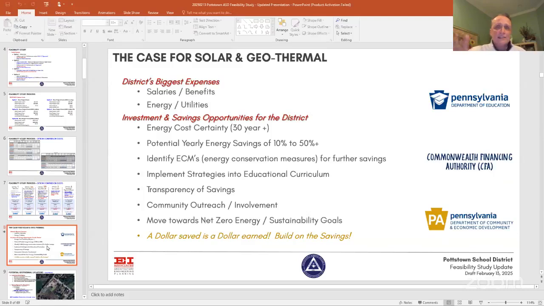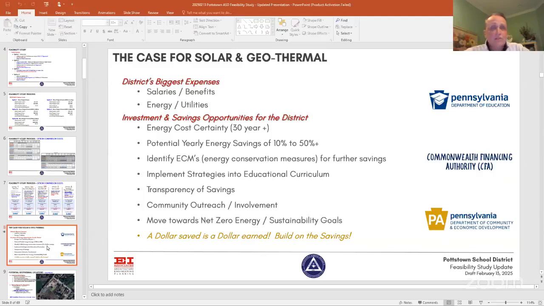So if there's a way to stabilize your energy and utilities over a 30-year period and have control over those, that's a real benefit to the district. And throw some savings in there based on efficient systems. Again, that's an added benefit for the district moving forward. Both of these from a sustainability standpoint have some really good things in terms of tying it into the educational curriculum, being transparent with your savings, not only with the students, but with the community. It's a great community outreach and involvement type project. It also allows you to take a stepping stone moving towards net zero energy, understanding that that's where the codes are going in future years.